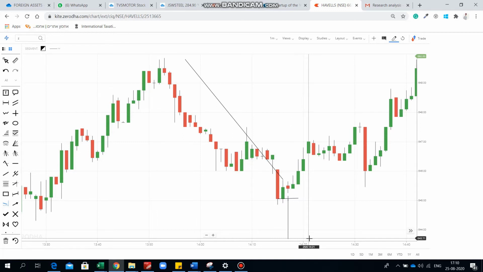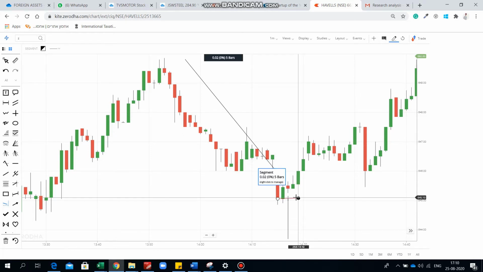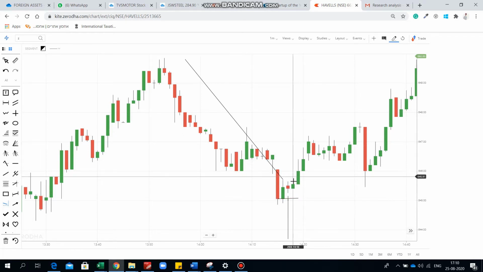Don't worry about this. What is support? Support is that there are some people, some factor, some resistance which is not allowing the prices to go down. So it went till here, but there are buyers which force this price to go up, and it went till here. When can you trade in these kinds of candlesticks? I'm going to talk about this now.